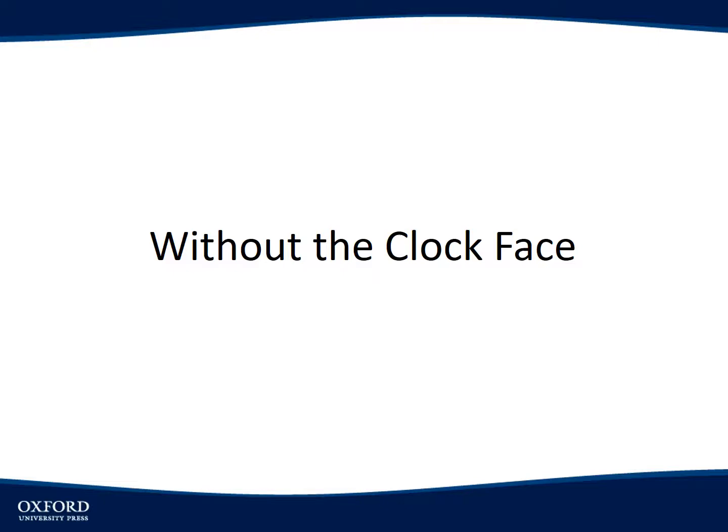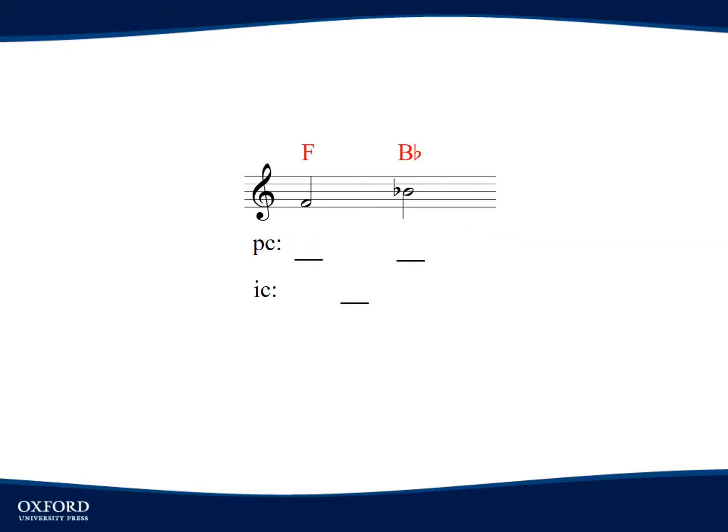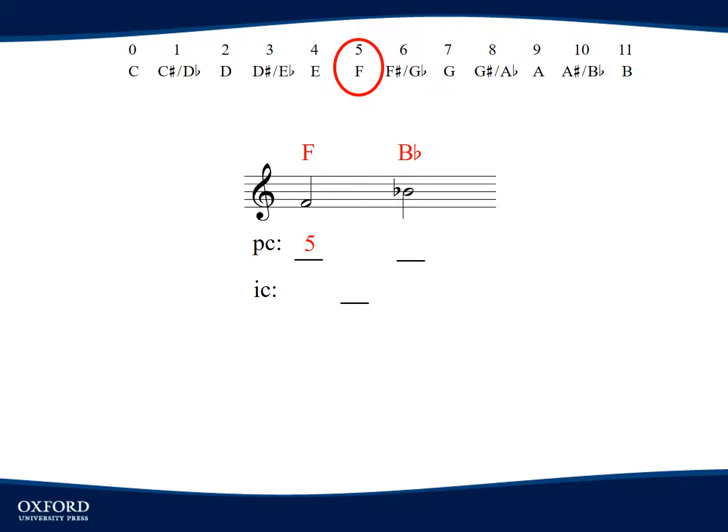Because some people prefer to work without a clock face, I want to revisit those same two problems using a different method. In the first problem we worked before, the two pitches were F and B flat. Earlier in this chapter in the video on pitch class, I showed how you can draw the numbers 0 through 11 in a straight line instead of taking time to draw a clock face each time. We start with C for 0, C sharp or D flat for 1, D for 2, and so on, moving up by half step. Now we can see that F is pitch class 5 and B flat is 10.